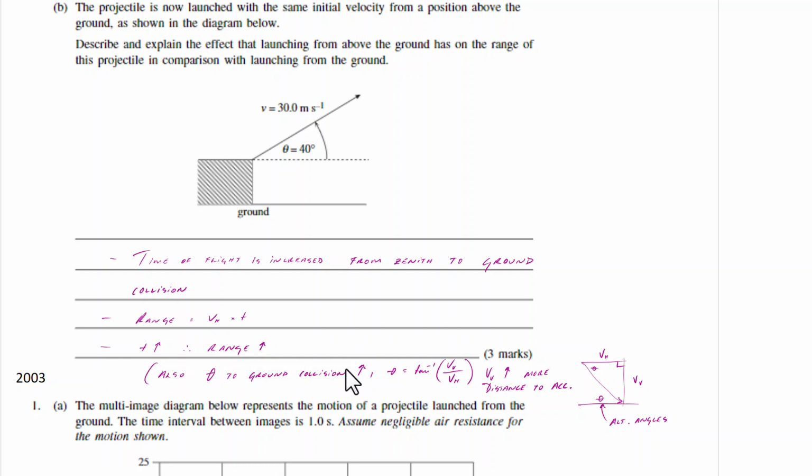Also the angle at which it collides with the ground is going to be larger because the vertical velocity here is going to be larger because it actually falls an additional height here. So therefore that angle, which is alternate there, would also increase.